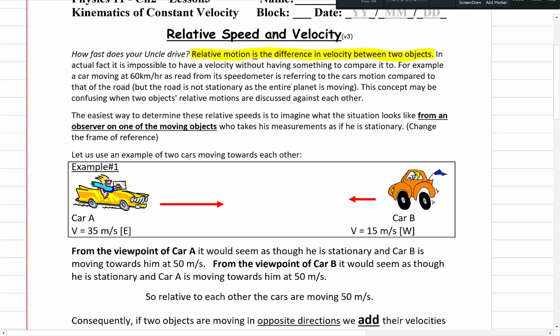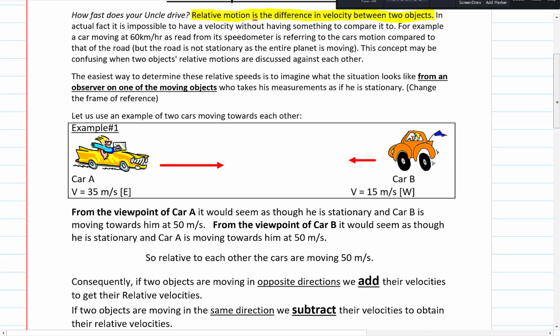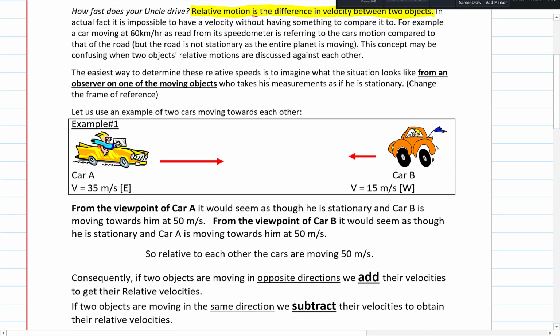It's confusing when we have two objects that are in relative motion with respect to each other. The easiest way to determine the relative speeds is to imagine what the situation looks like from the other observer. So sit on the car and take a look at what he sees. We normally are the observer standing on the side and we see these two velocities, but we have to do relative velocity, relative to each other.